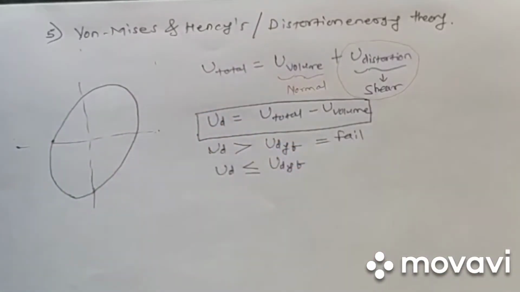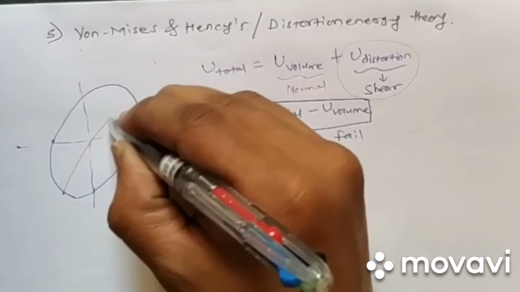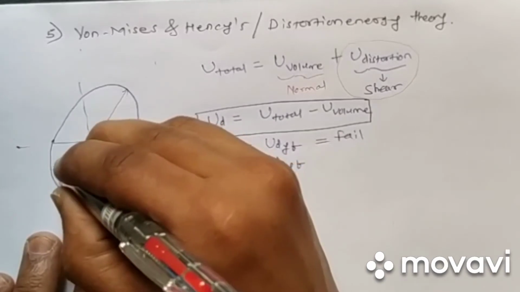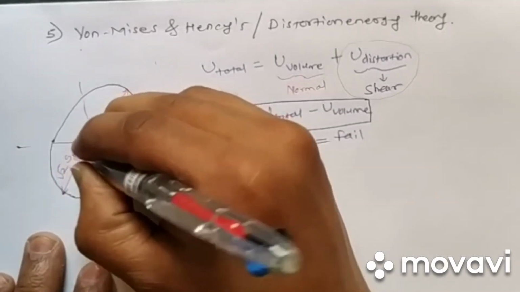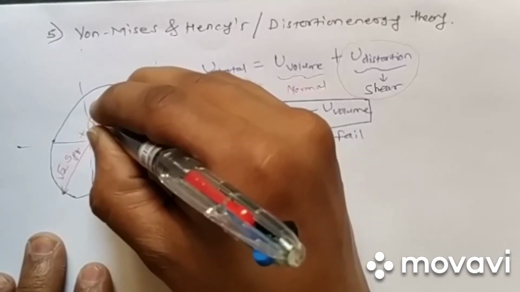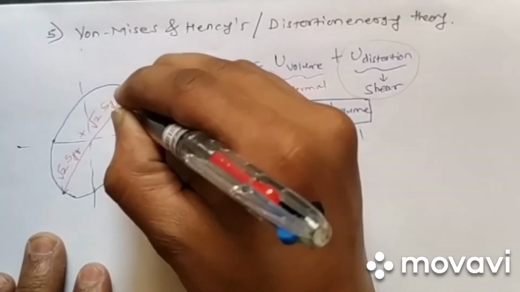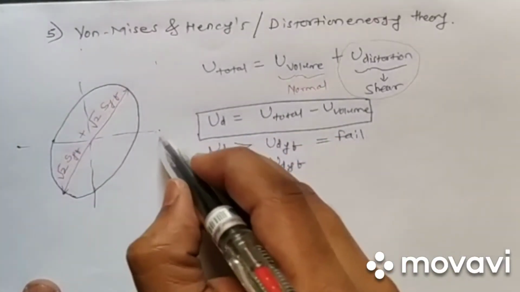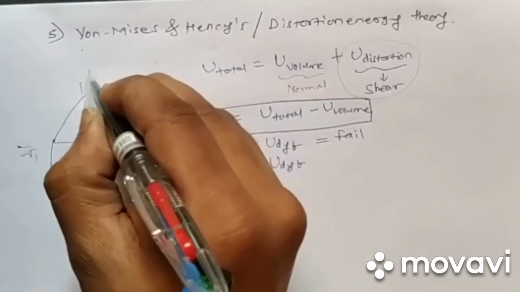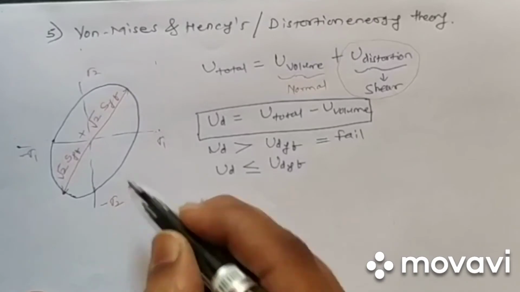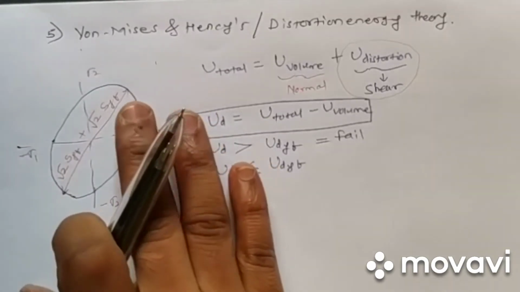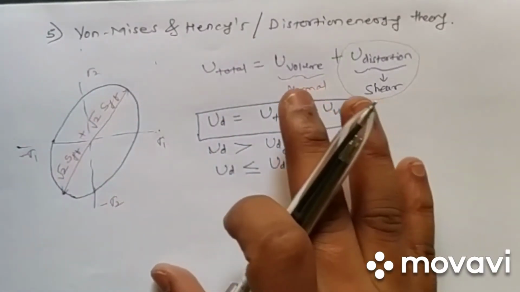Okay, and this diagonal is equal to under root 2 of SYT plus under root, this is SYT. You can find this out by derivation, but we are not going into that depth. So this is again our sigma 1, this is minus sigma 1, this is sigma 2, and this is minus sigma 2. This is the representation of von Mises theory, and this theory is valid for ductile materials.